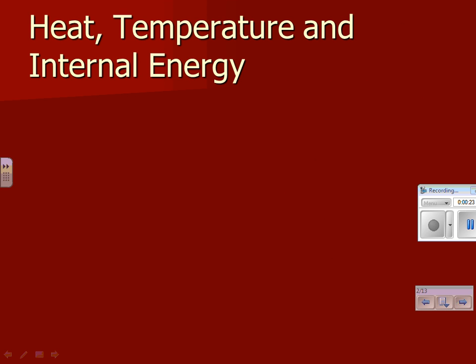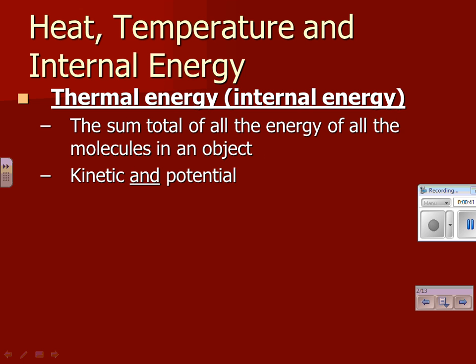Heat, internal energy, and temperature. How would you define internal energy? The internal energy of an object is the sum of potential and kinetic energy in this object. All right, beautiful. The sum of all the energy of the molecules, including potential and kinetic. The kinetic energy is their motion.